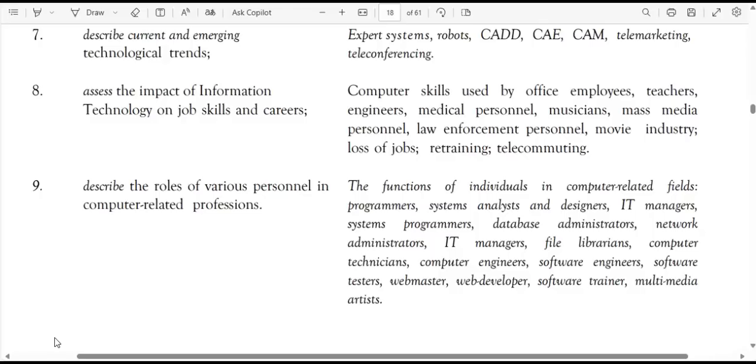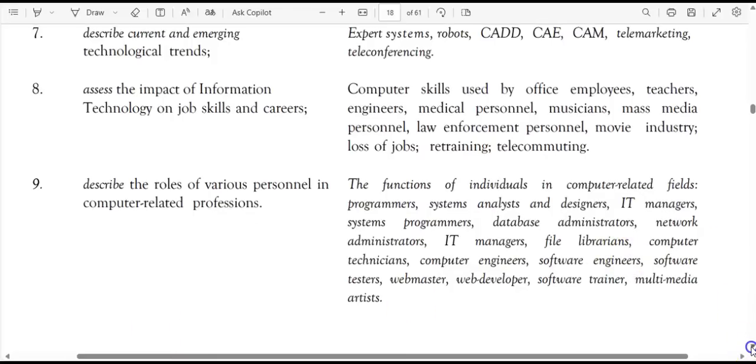Developers, their role is to create and maintain websites and web applications to ensure they are functional, user-friendly, and visually appealing. All right, guys, so these are just some of the personnel that work in the computer-related professions.